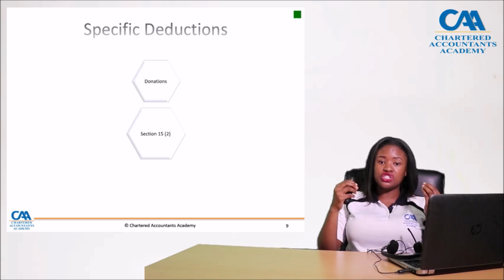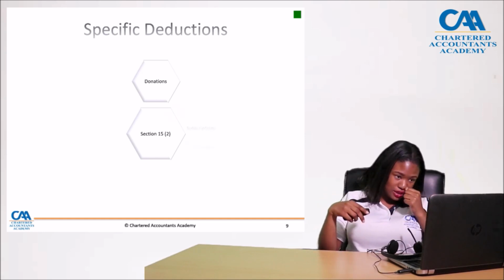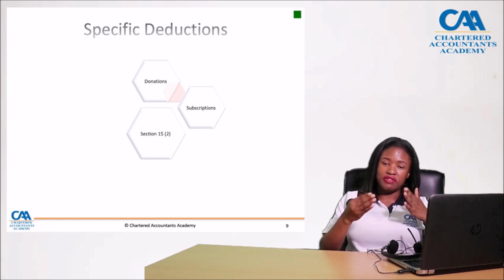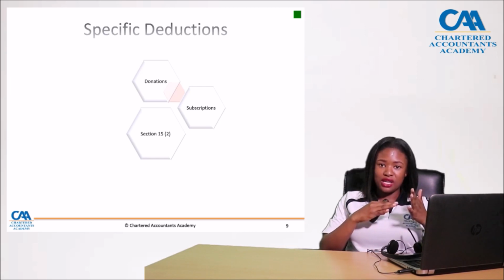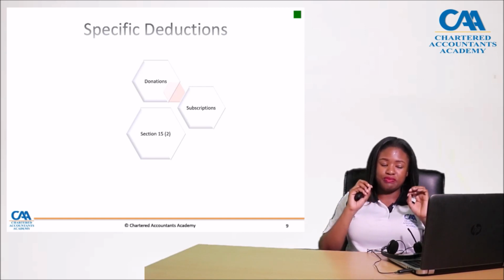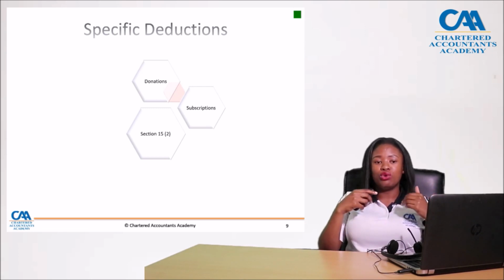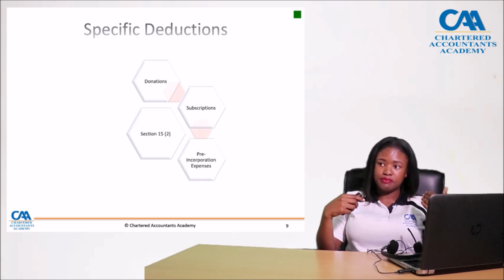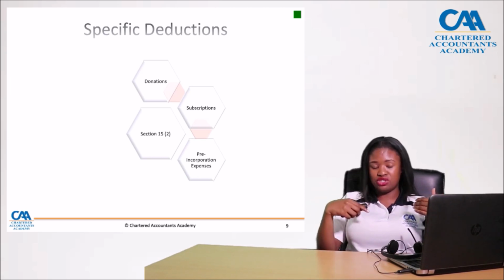Then subscriptions, professional subscriptions, you are allowed to deduct them. So for example, if you pay ICAs, you are allowed a deduction. If you pay Institute of Chartered Secretaries, I think, you are allowed a deduction as well. Pre-incorporation expenses, those that you would have incurred prior to commencement of trade, you are allowed a deduction, obviously due to certain restrictions. So it says you can only be allowed a deduction provided if you had already commenced trade.